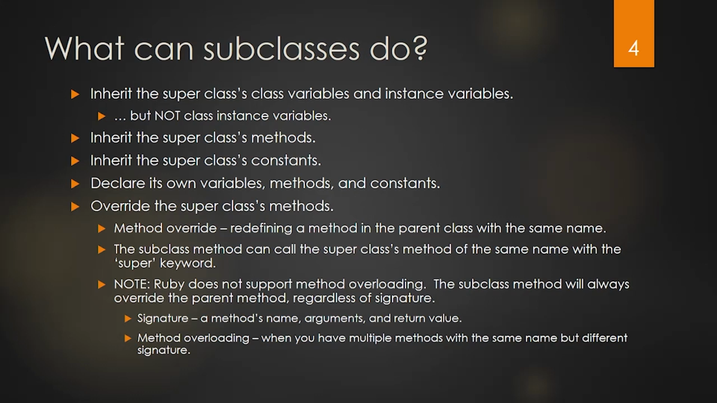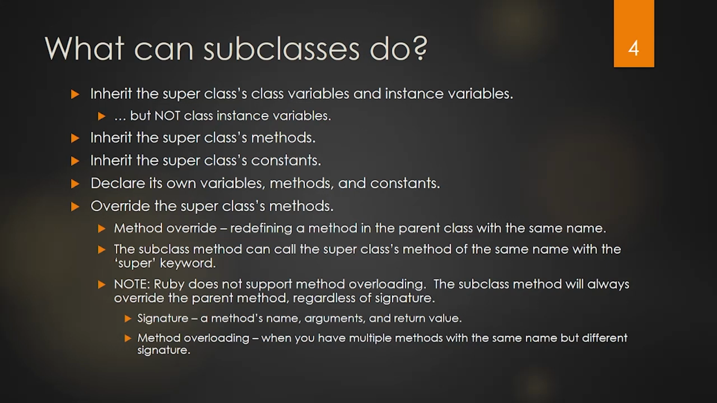Alright, so what can subclasses all do? Well, they can inherit the superclass's class variables and instance variables, but not its class instance variables. More clarification on that a bit later. A subclass can inherit the superclass's methods, inherit the superclass's constants, and on top of that declare its own variables, methods, and constants. One last thing a subclass can do is override a superclass's method.